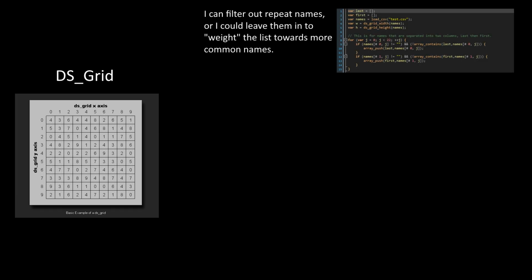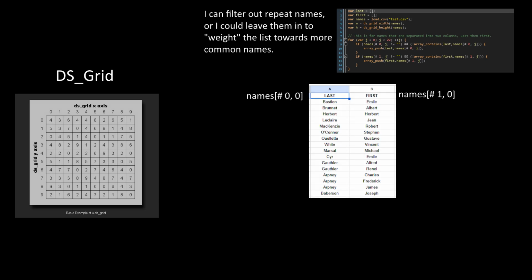You assign a variable to load CSV, and that creates a DS grid, which is like creating a table of your data. You then reference your data by XY coordinate. So in this example, if your names were already split into one column for last names and one column for first names, your DS grid width would be 2, and the DS grid height would be however many entries are in your table. Your column headers last and first would be at names 00 and names 10.